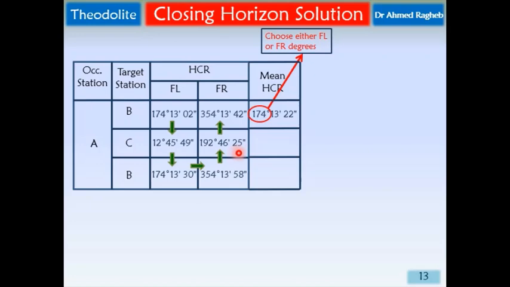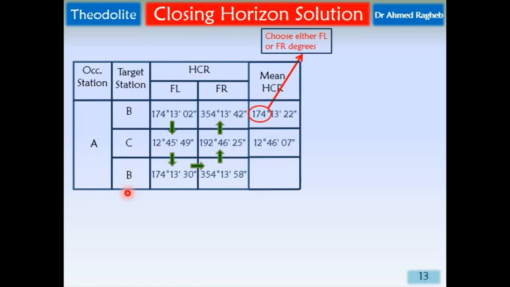18 seconds, I will add them to the smaller value. So 11 of them will reach 46, 00. The remaining of 18 after 11 will be 7. So the end result will be 12 degrees, 46 minutes and 7 seconds. Or you can get it by subtracting 18 from 25 seconds, and you will end with 7 seconds as well. So the mean HCR for point C is 12 degrees, 46 minutes, 07 seconds.